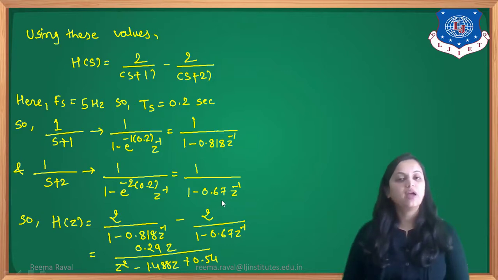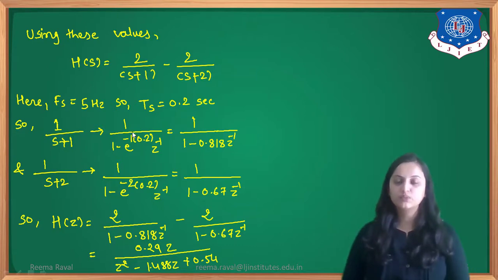Using these values which we have obtained, we get H of s equals to 2 upon s plus 1 minus 2 upon s plus 2. Here fs is 5 Hz given to us. So we will take Ts equals to 1 by 5, that is equal to 0.2 second.